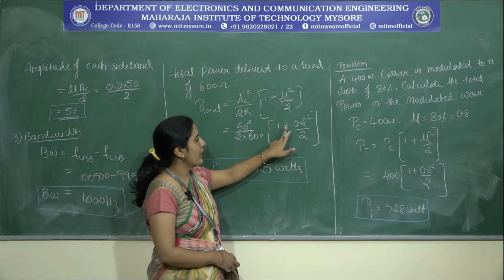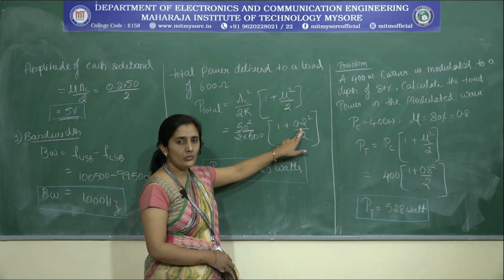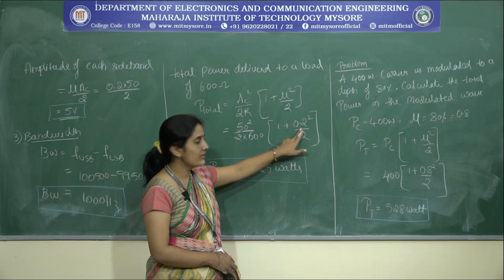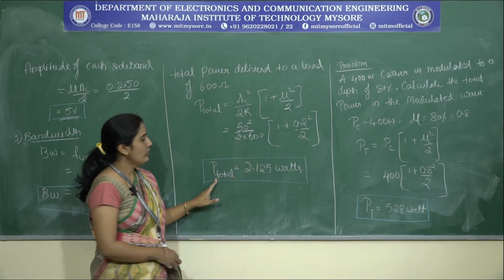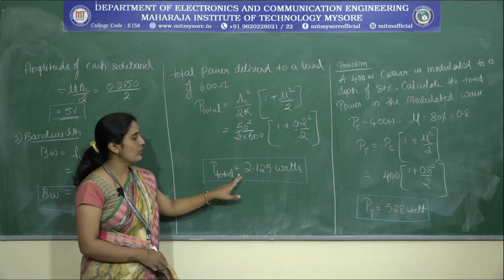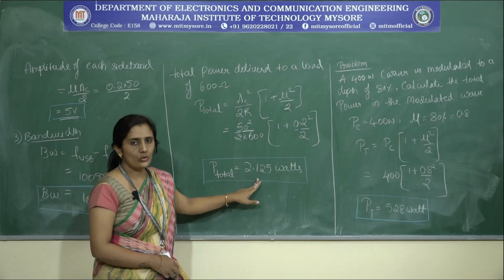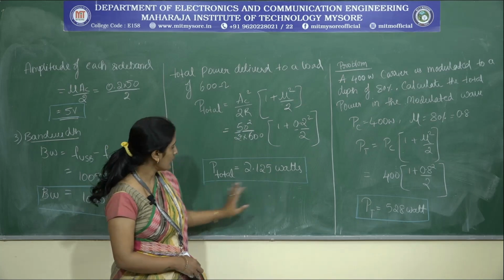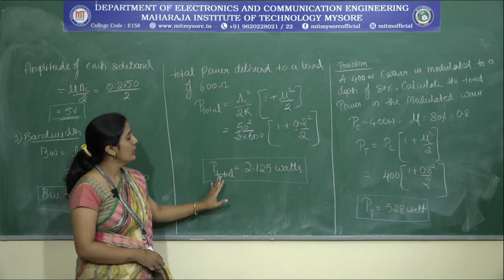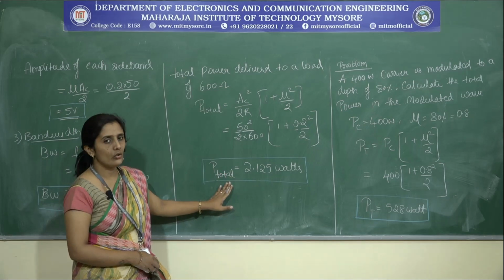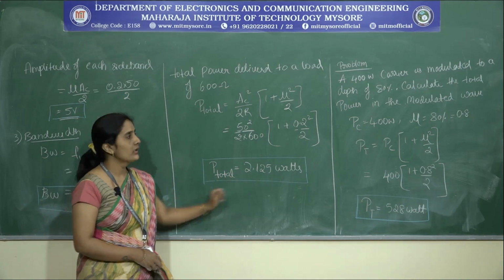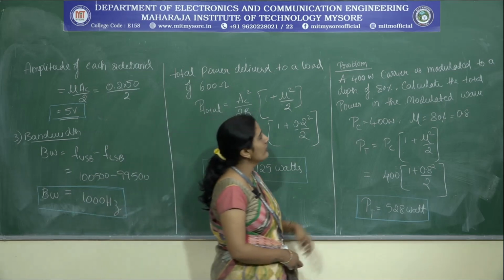Here the load is 600, and 1 plus 0.2. Here mu is nothing but the modulation index, 0.2, whole square divided by 2. Now the total power we are going to get is 2.125 watts. So here we have calculated the total power delivered to the load when it is connected to a load of 600 ohm. Now we will see another problem.